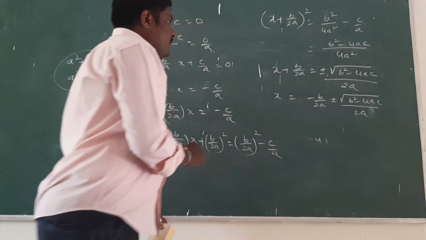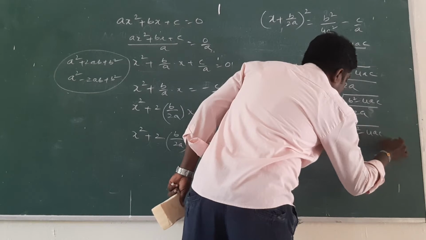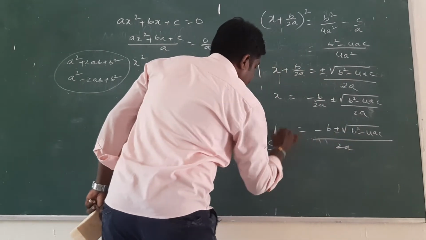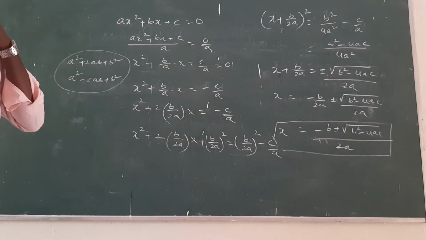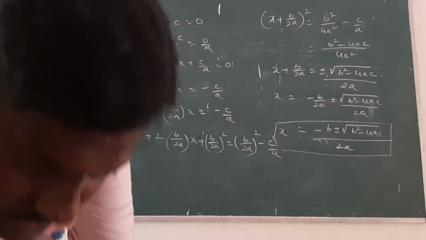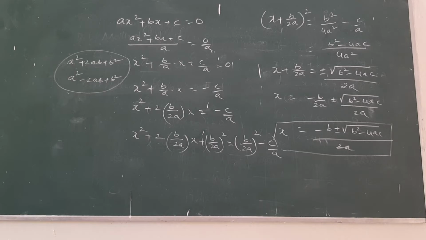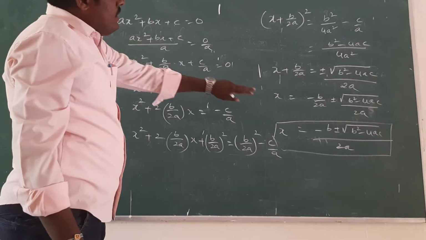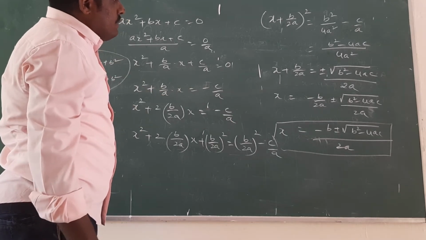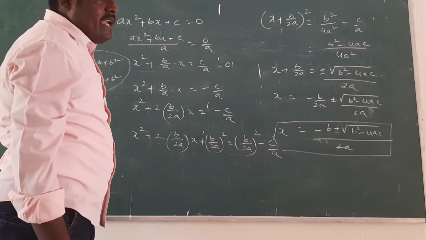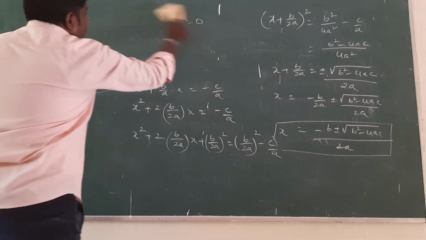So we got the x value. That is x is equal to minus b plus or minus root of b square minus 4ac by 2a. This is called completing square method. So, what are the roots of ax square plus bx plus c equal to 0? One root is minus b plus root of b square minus 4ac by 2a. One more root is minus b minus root of b square minus 4ac by 2a. So, we got two roots here.